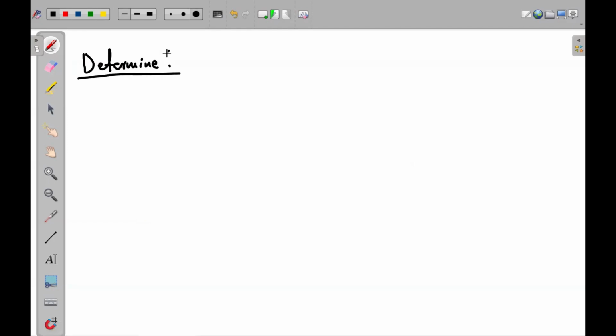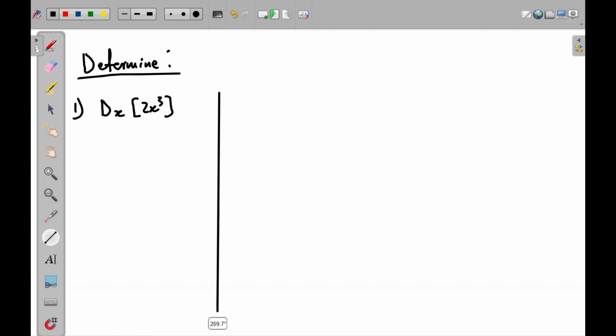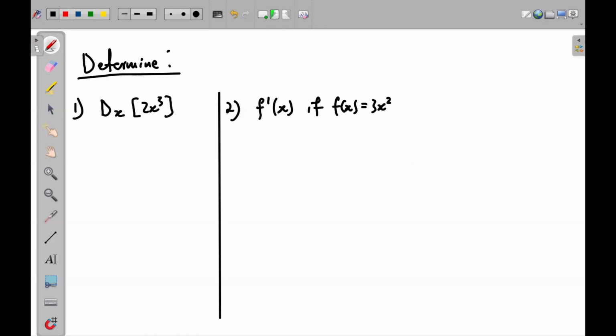So determine the following. Example 1: what are you going to determine? You're going to determine d/dx of 2x cubed. That's the first thing that we're going to do. For those of you who want to get ahead and do this, you are welcome. Secondly, you're going to find f prime of x if f of x is equal to 3x squared. And then number 3, you're going to find dy/dx if y is equal to x to the 4.